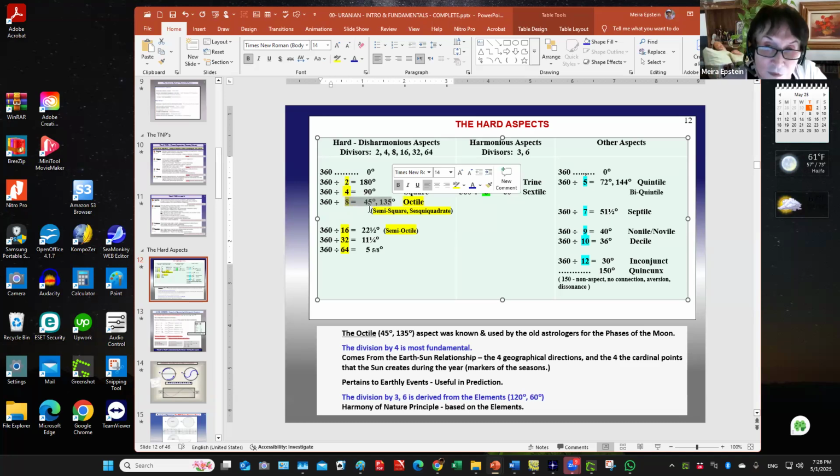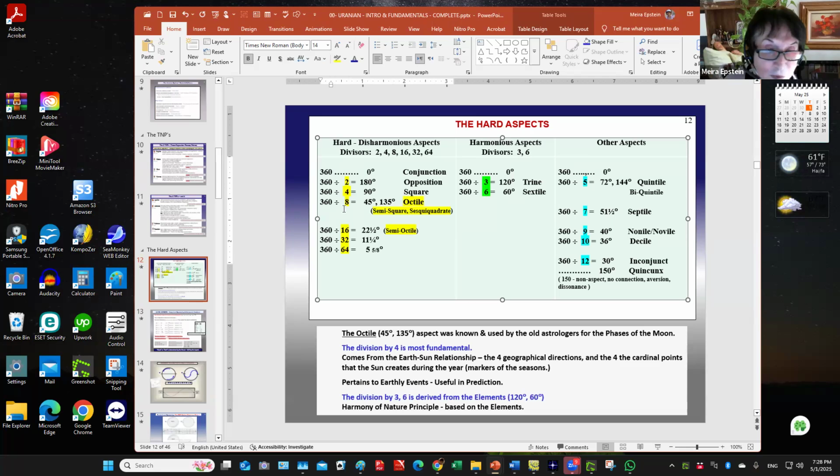45 and 135. Note the name. 45 is an octile. Octile comes from the number 8, the divisor. Clear? Clear. Octile means 8. The 8 is the divisor. What is the 135? That's 3 times 45, the sesquiquadrate. Why do 3 times 45? That will come next.